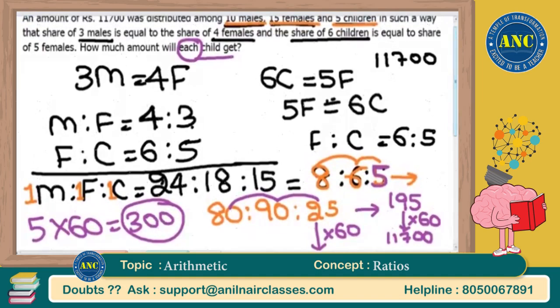Please understand the difference between this question and the previous question. In the previous question it is 1 man, 1 woman, 1 female or whatever it is. Now it is 10 male, 15 female and 5 children. There finally you should multiply it with those numerical values. This is where you should link between the problems to make it so easy.